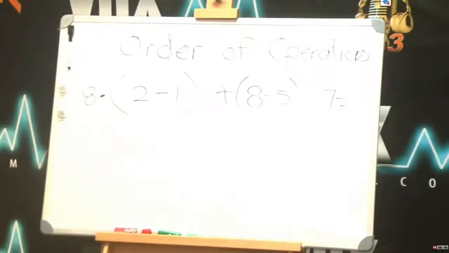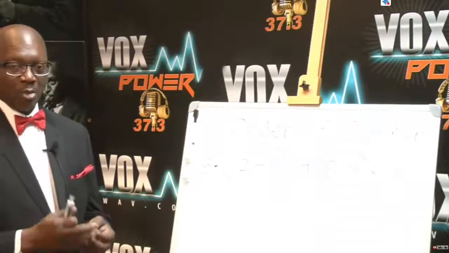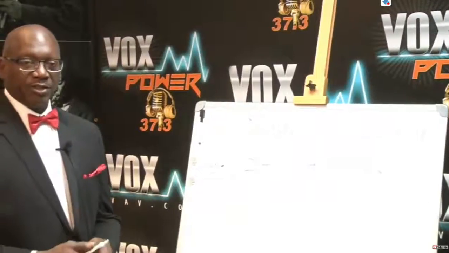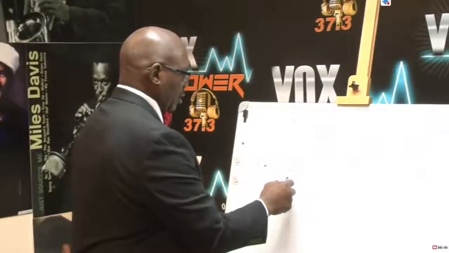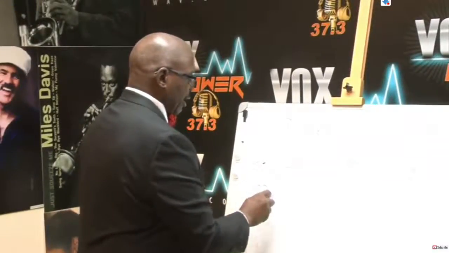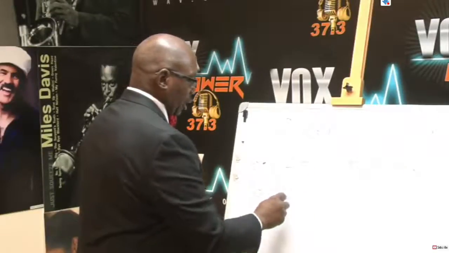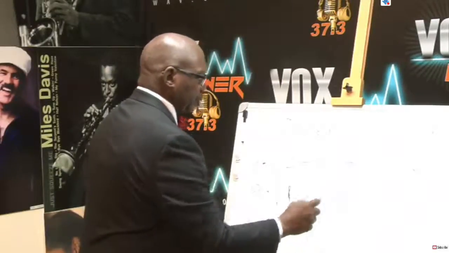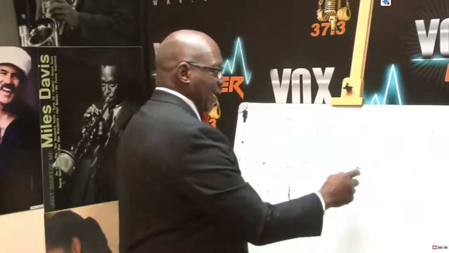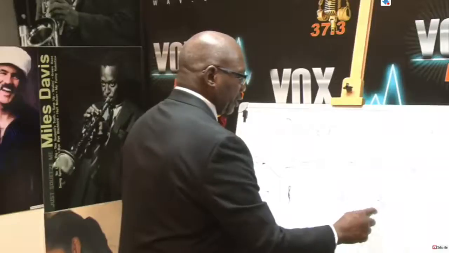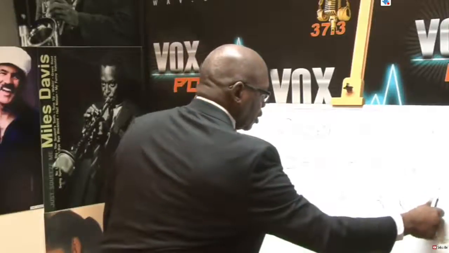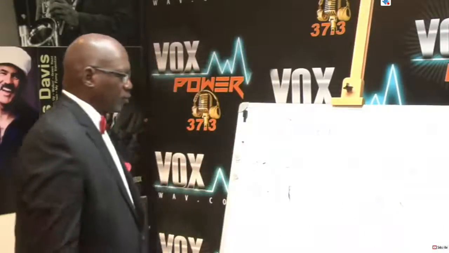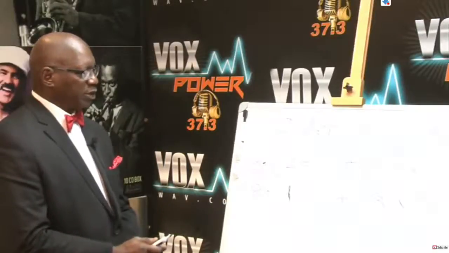Again, order of operations, parentheses, exponents, multiplication, division, addition, subtraction from left to right, whichever comes first. So again, parentheses. We're going to just say it out here, times 2 minus 1 is 1, plus, what's in parentheses we're going to do? 8 minus 5, that's 3, times 7 equals. Now, we've done what's in parentheses.